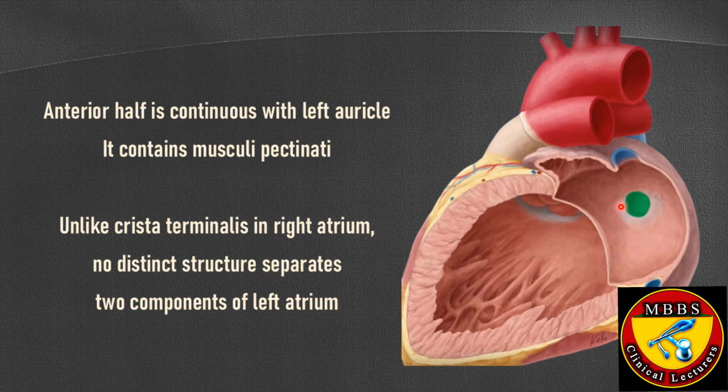But there are pectinate muscles present on the anterior wall. That is why it is called rough. And there is no pectinate muscle on the posterior side. So that is why these are smooth.